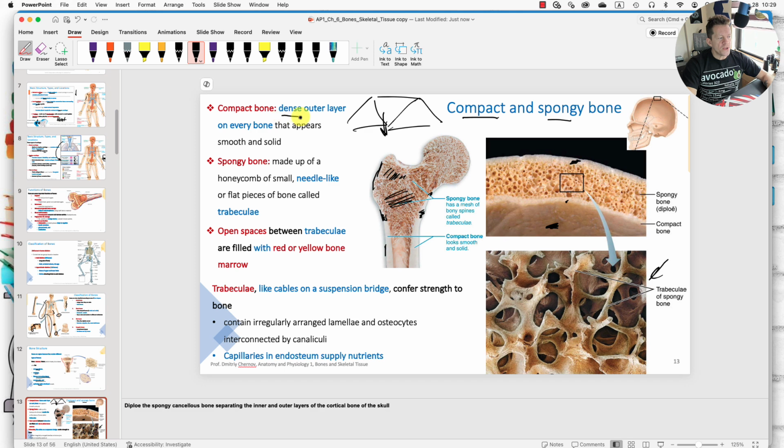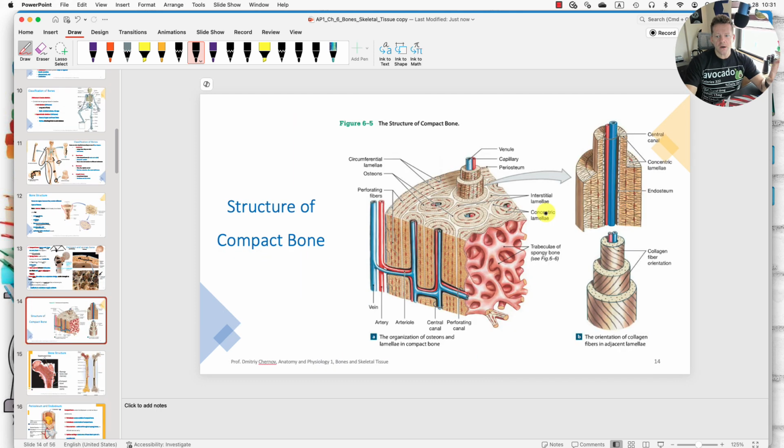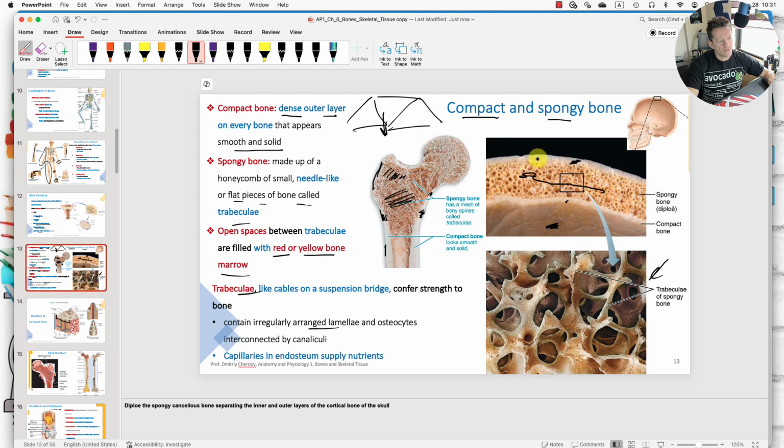The compact bone is the dense outer layer on every bone that appears smooth and solid. Spongy bone, or trabecular bone, is made of a honeycomb of small needle-like or flat pieces of bone called trabeculae. And there are some open spaces. The open spaces between the trabeculae are filled with red or yellow bone marrow. So here's a chunk of a bone. This side, or this part, that's your compact bone. That's this right here.